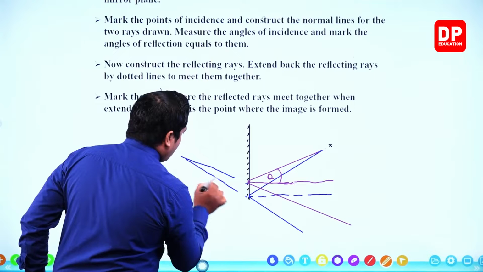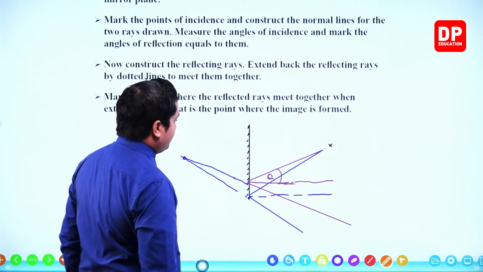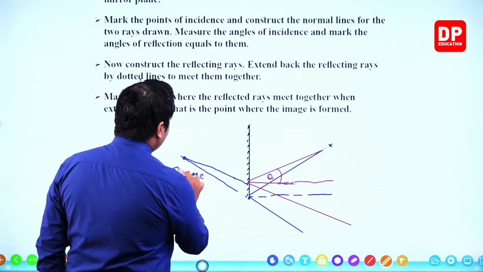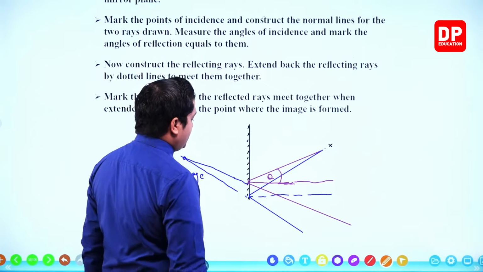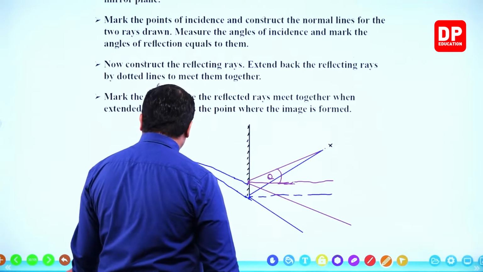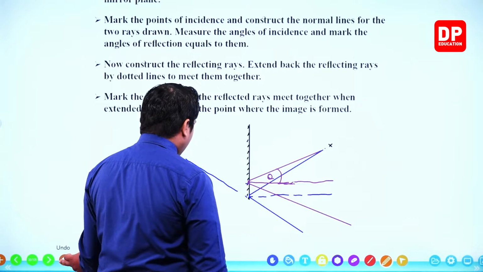Now, you have to get the position of the image. Position of the image. You have to extend these two lines, the reflected lines. Okay, you know that these are the reflected rays. Let me show you the reflected rays.